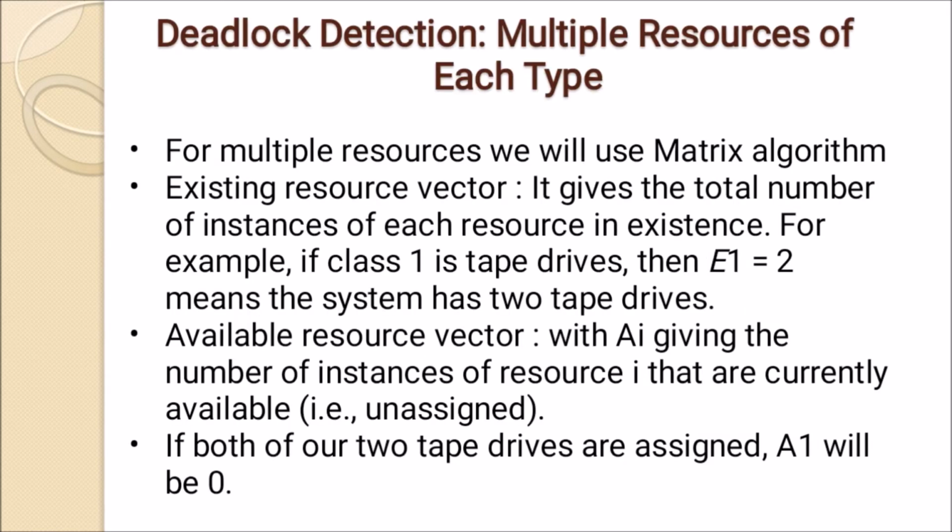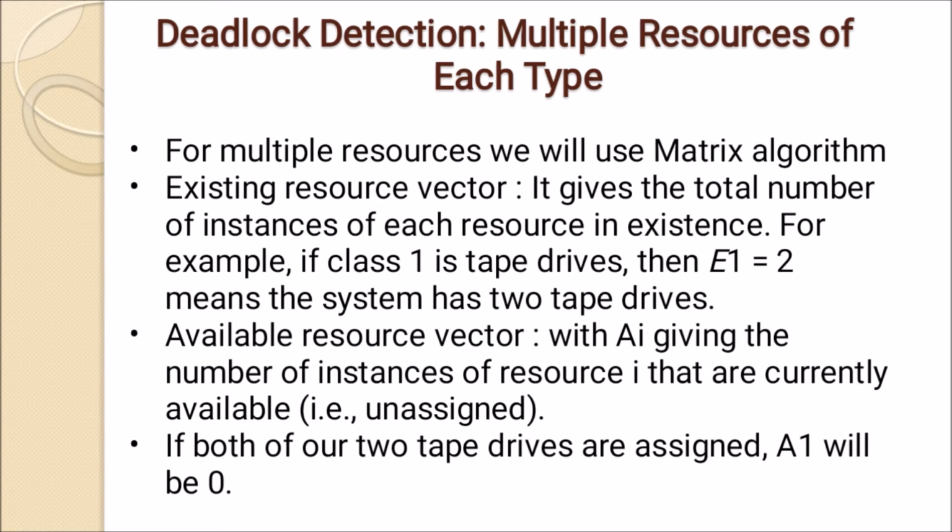Now the second scenario is multiple resources of each type. For example, there are 3 printers, 2 scanners and 5 CD recorders. So for multiple resources we will use a matrix algorithm.